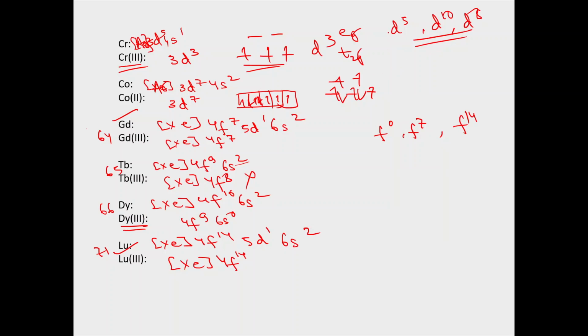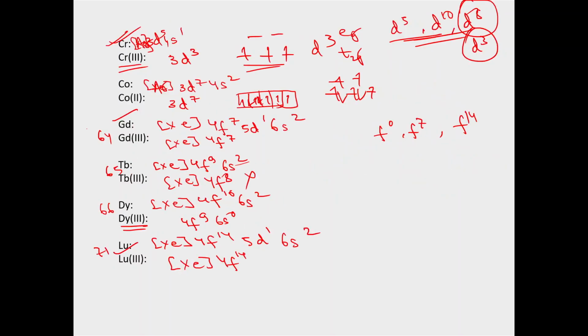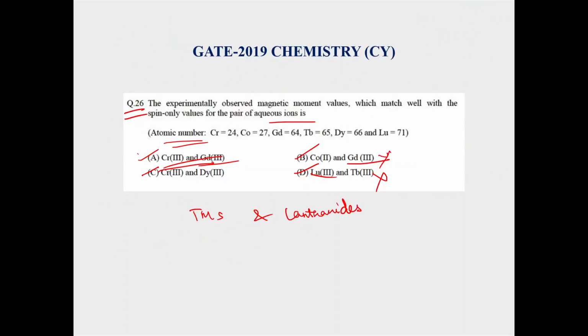But actually, I have one question. I know that d5 and d10 will not have orbital contribution, but I am not sure about d8 and d3 both. So, sorry for this. I have a confusion. I will read more about it and tell you why it is not having this orbital contribution. I am sure that gadolinium and lutetium are not having it, but cobalt 2 also can't have it. But for chromium 3, I will read this properly and get back.